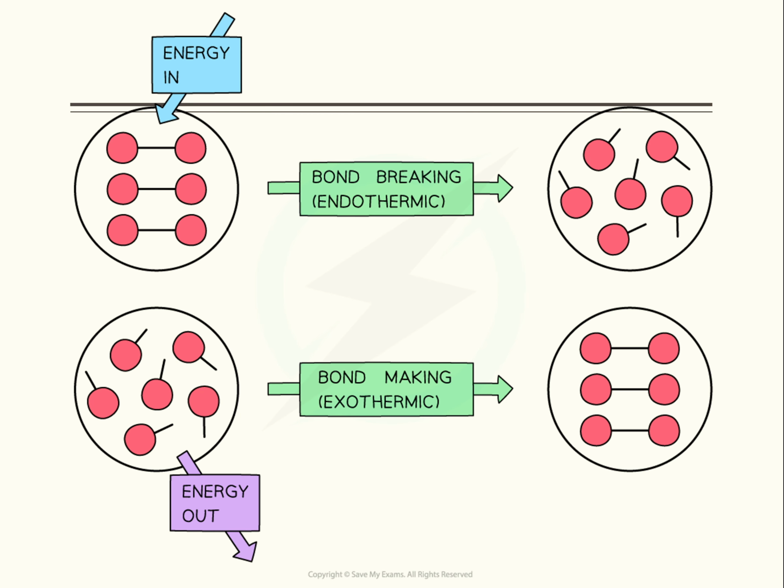Now consider the bond level. Breaking bonds will take energy in order to break the attraction between the atoms. Therefore, we say it's endothermic. Oppositely, bond forming is exothermic, meaning it releases energy.